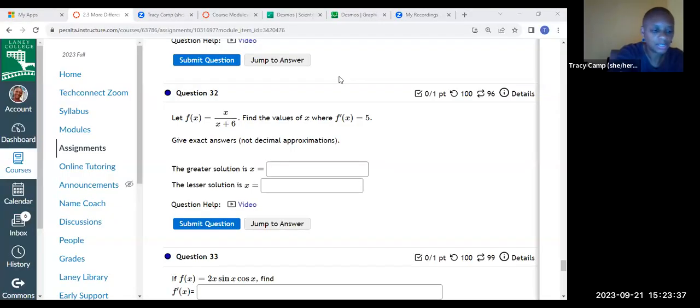This is section 2.3, problem number 32, and it's giving us this function and asking us to find the values of x where the derivative of this function is equal to 5. So I wrote the problem down.